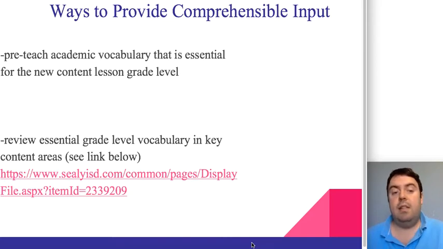And so there's a nice link here below. I believe it was created by a school district called Sealy ISD, and they actually identified the key vocabulary terms and concepts in each grade level and in each content area, like math, science, social studies, etc. These are key terms that students must learn. And if you're teaching them content that's on grade level, which hopefully you are, you need to make sure that they're able to understand that content and it's comprehensible, and that they understand those key terms that you're using in your lessons or throughout the year.